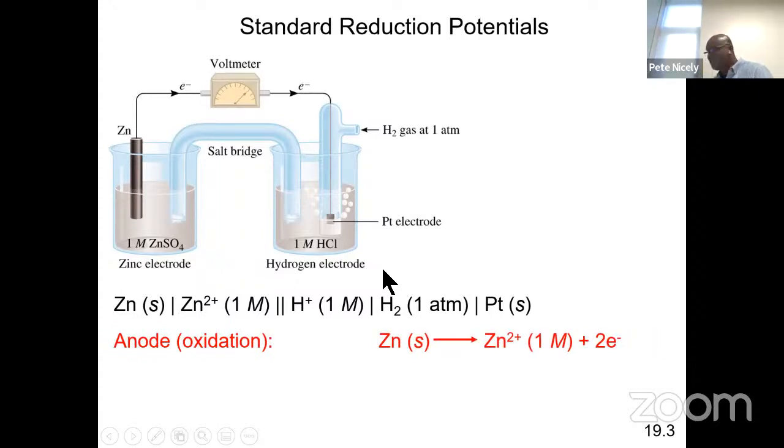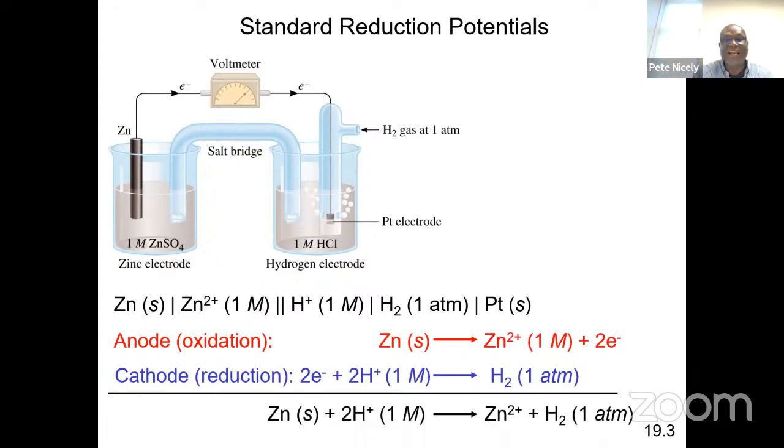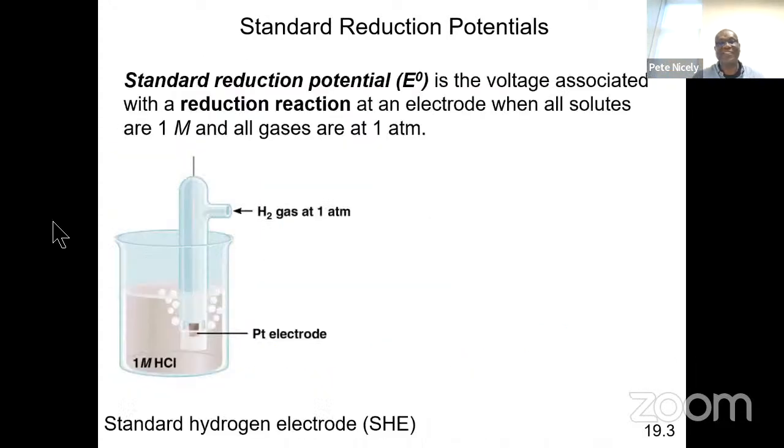Let me check something here. Okay, so let me skip this page for the time being and show you this diagram here. This is basically what the standard hydrogen electrode or half cell looks like, all right? And as you see, it's also abbreviated, known as SHE, standard hydrogen electrode.